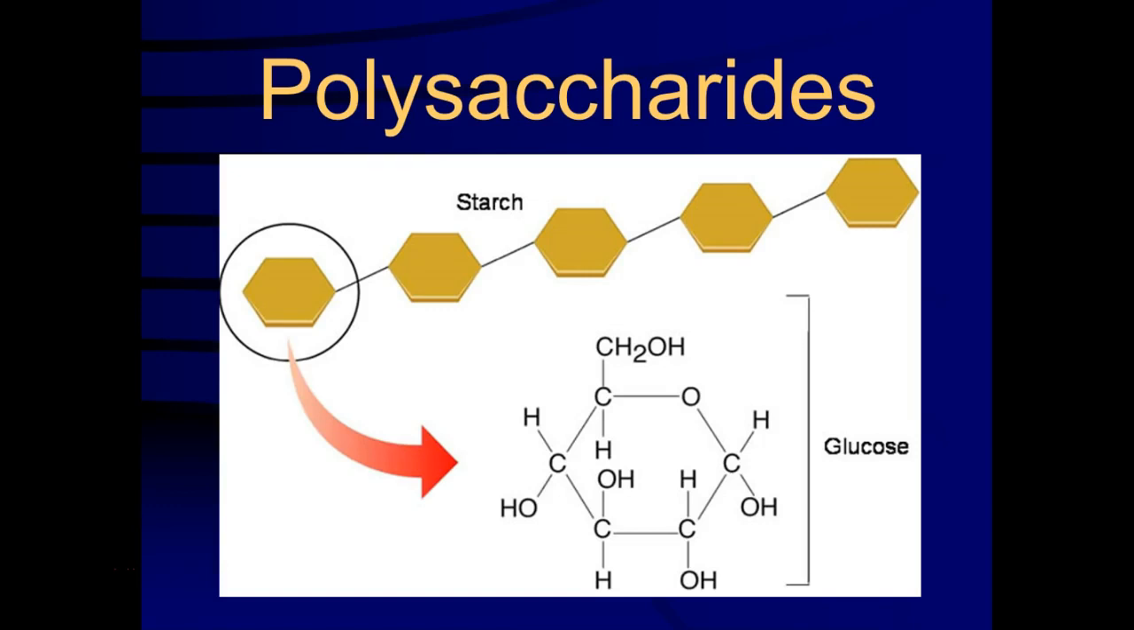The polysaccharides we're going to talk about, several that come from plants, one that's found in us and animals, and then one that is found in arthropods and also in fungi. So let's begin. The first one I want to talk about is a common form of plant starch.